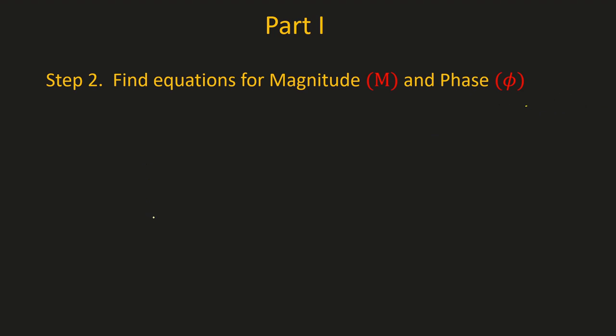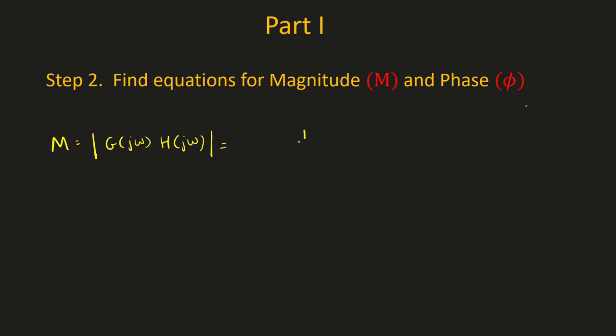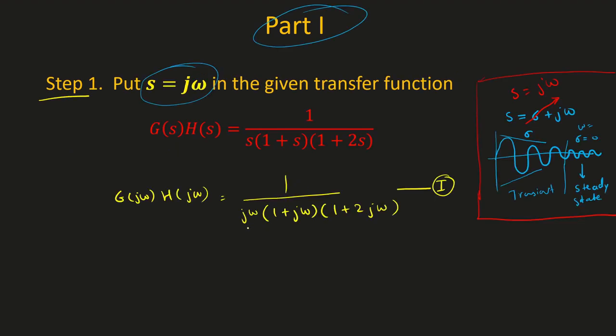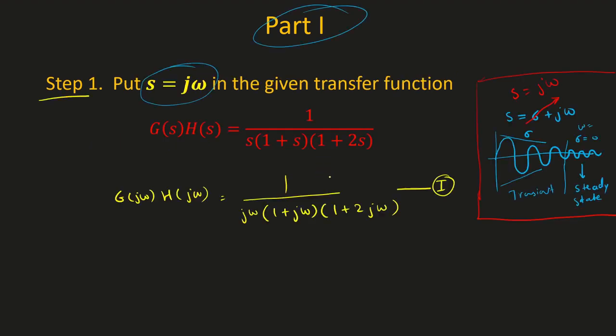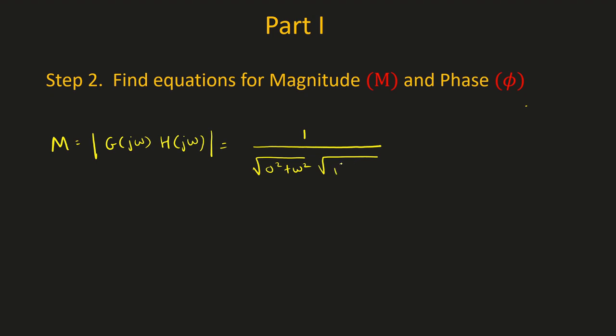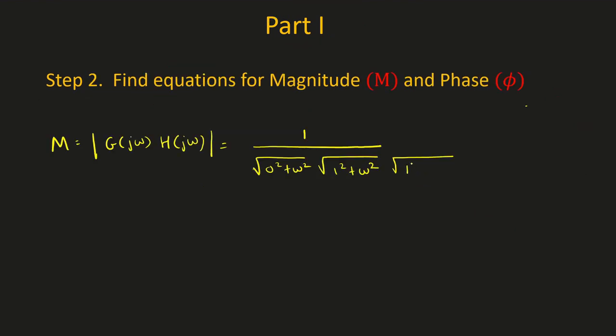So the magnitude and phase of the given transfer function given in equation number 1 can be calculated as follows. Magnitude is the determinant of G(jω)H(jω) is equal to, here in the numerator there is no complex number, so the real part is only 1 and square root of this square is the same, so we will get 1 in the numerator. And in the denominator there are three complex terms: jω whose real part is 0 and imaginary part is ω. Second term 1 plus jω whose real part is 1 and imaginary part is ω. And the third number is 1 plus 2jω whose real part is 1 and imaginary part is 2ω.